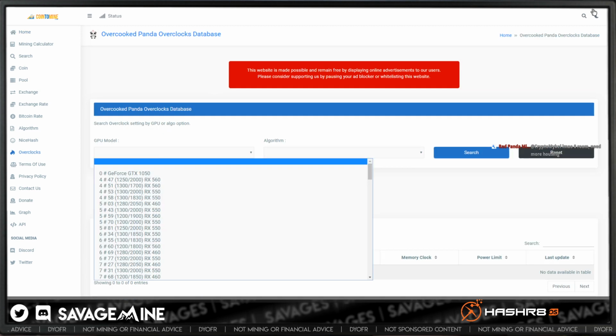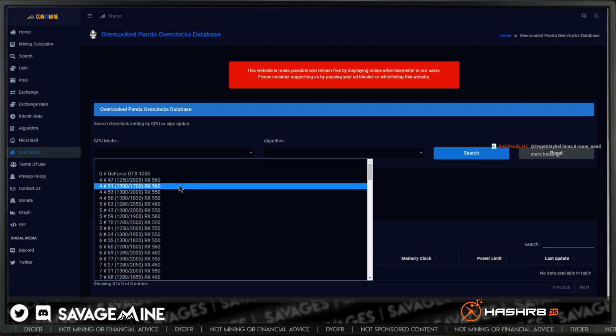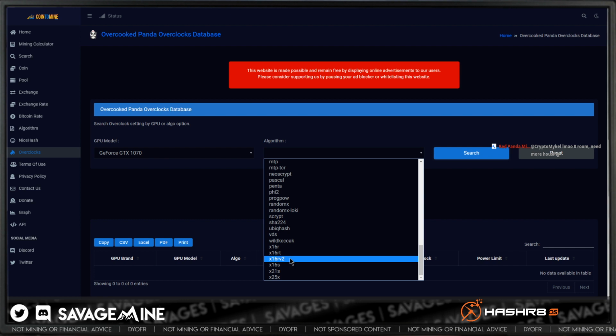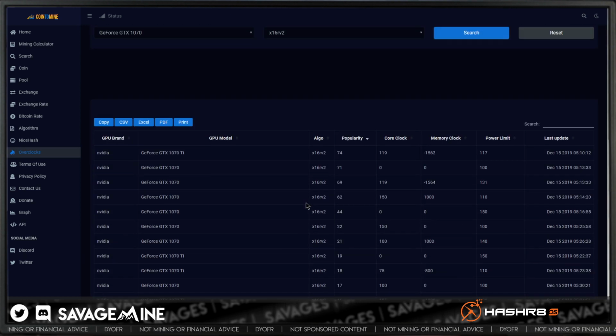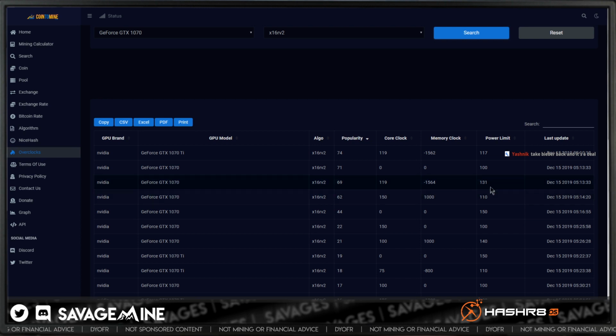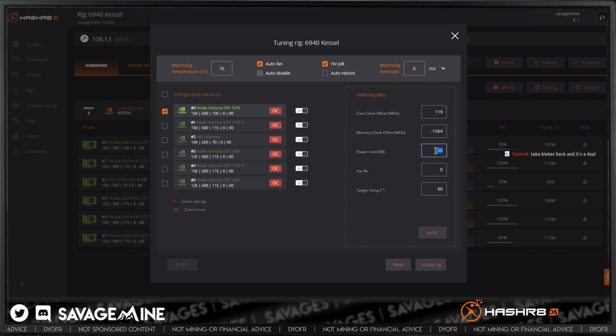Overclocks, night mode, 1070, X16R V2, search. All right, so 119, 1564, minus 1564. Power was 131, which is super high. Yeah, I'll try it. Let's see what happens.